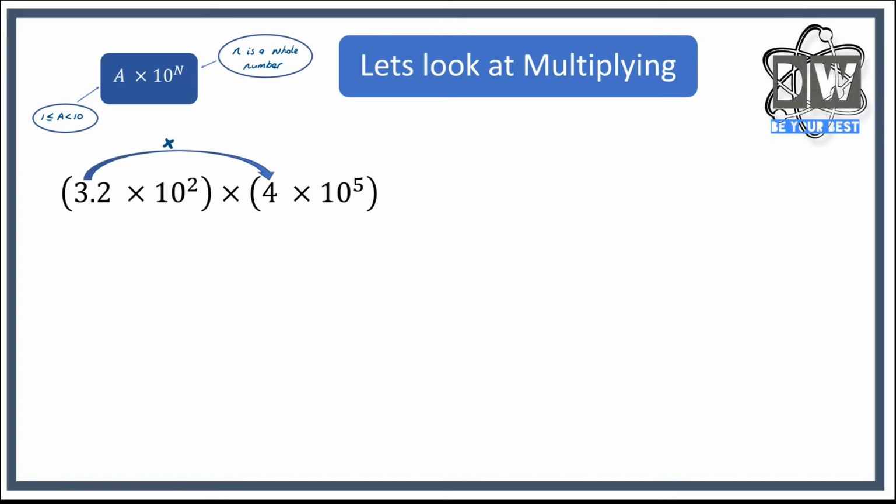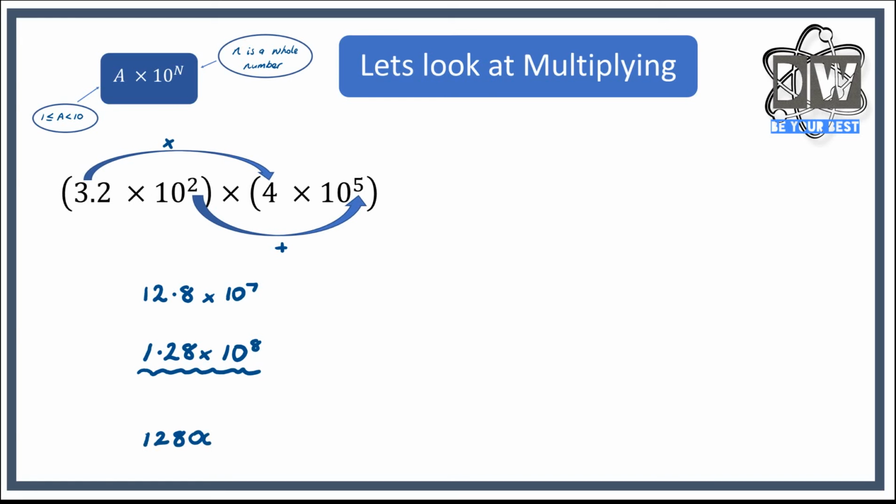So first thing, we're going to times 3.2 by 4, and then we're going to add the powers there. So here we go, we've got 12.8 times 10 to the power of 7, but we know that's not in standard form, so now we have to get it so it's 1.28 times 10 to the power of 8. And if we take that as an ordinary number, then that's what we get below. Most of the time they ask you to leave it in standard form, but just make sure that you maybe do both if they don't ask.